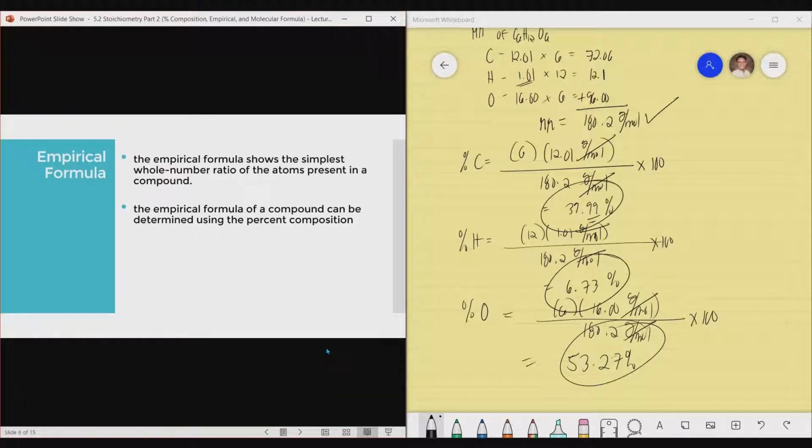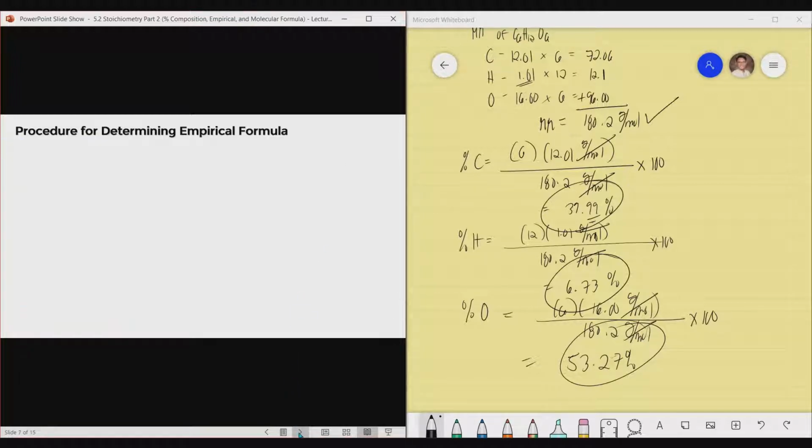Let's talk about empirical formula. As discussed before, empirical formula shows us the simplest whole number ratio of the atoms present in a compound. The empirical formula of a compound can be determined using the percent composition, meaning whatever you learned from the previous bits on how to compute the percent composition will be applied in this topic. Now let me explain the procedure.